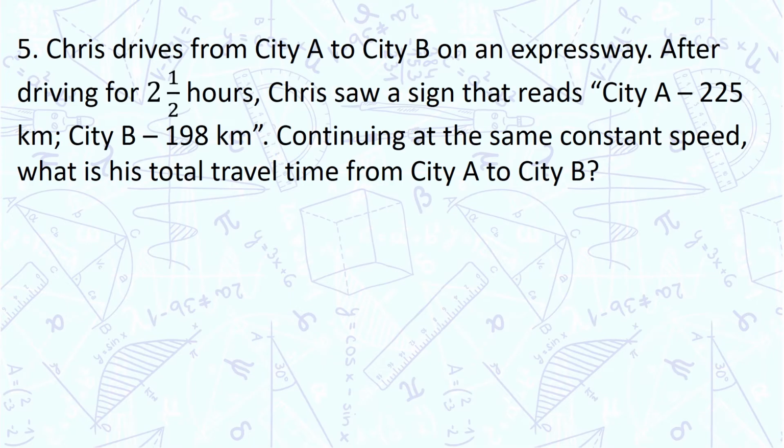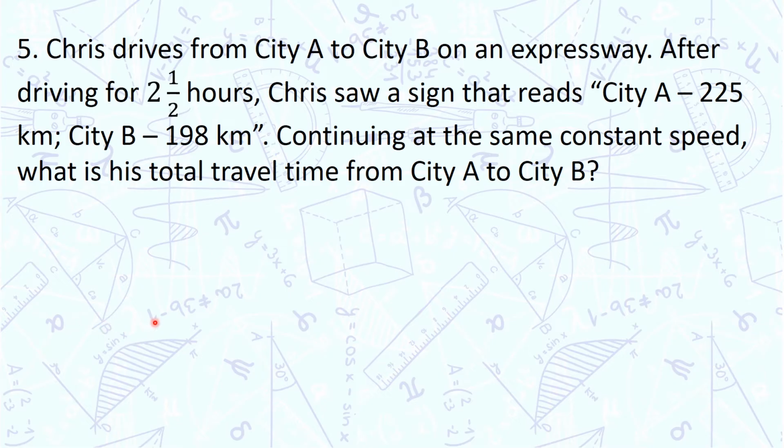Next, question number 5. Chris drives from city A to city B on an expressway. After driving for 2.5 hours, Chris saw a sign that reads City A 225 kilometers, City B 198 kilometers. Continuing at the same constant speed, what is his total travel time from City A to City B?